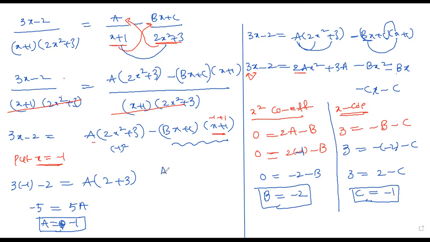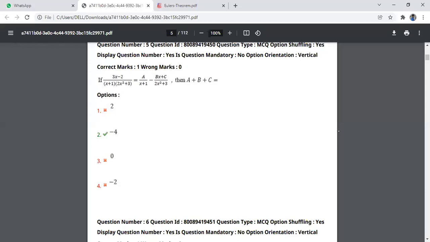What are they asking? A plus b plus c. What is a? -1, b is -2, c is -1. -1 -2 -1, all are minus. Is it correct? Okay, we'll verify. The answer is -4. We got the correct answer, that is -4 is our option. Okay, this partial fraction is very simple.